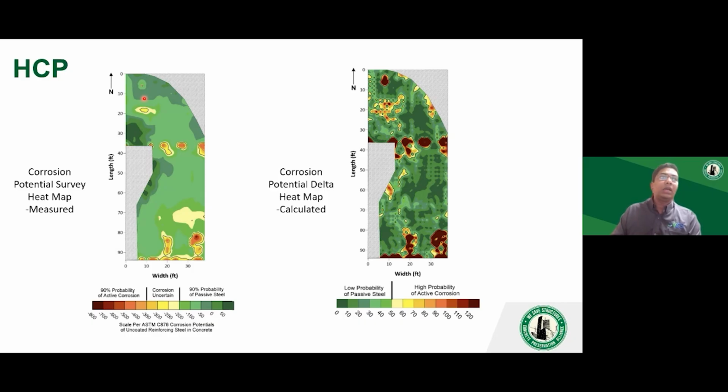In some cases, you can use the absolute scale for corrosion potential measurements, whereas in some cases you really cannot use that logic and you need to employ delta potentials to see what's the relative susceptibility of corrosion in your concrete structure.